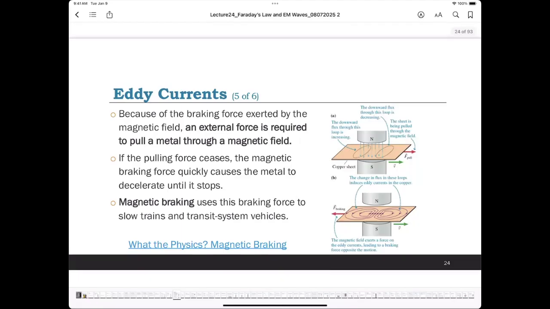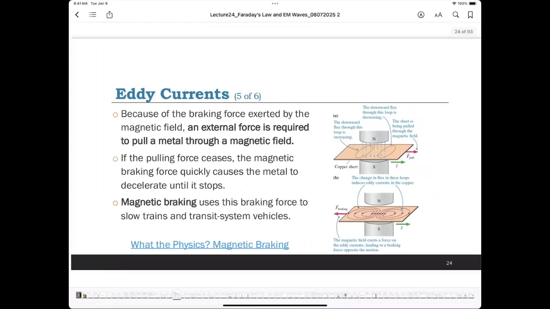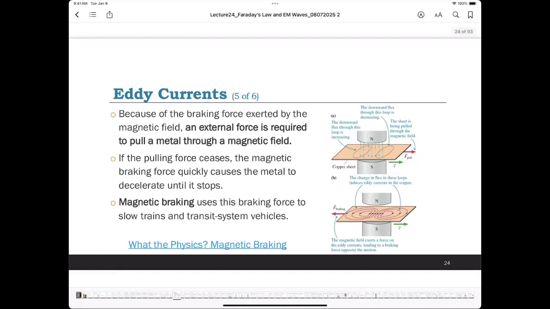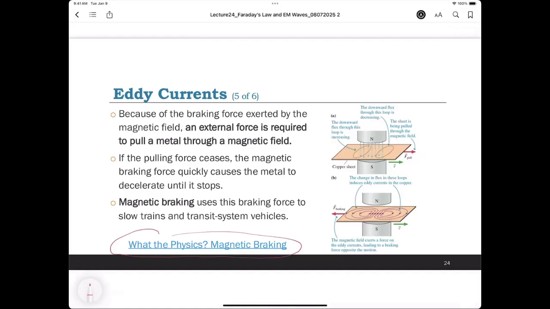Yeah, we just use this kind of eddy currents to slow trains and transit system vehicles. It is amazing. You can also view the video to see more about magnetic braking. This is an application of induced current: how this situation happens and how we can use it in the real world. That makes sense to you?